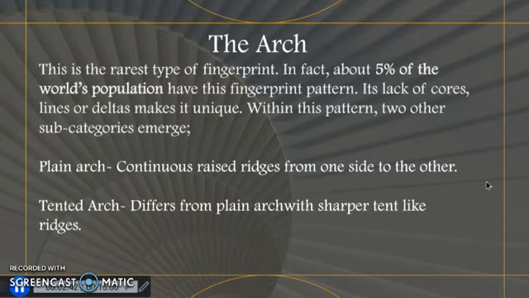The arch. This is the rarest type of fingerprint. In fact, about 5% of the world's population have this fingerprint pattern. Its lack of cores, lines, or deltas makes it unique. Within this pattern, two other subcategories emerge. There is the plain arch, continuous raised ridges from one side to the other, and there's also the tented arch, which differs from the plain arch with sharper tent-like ridges.